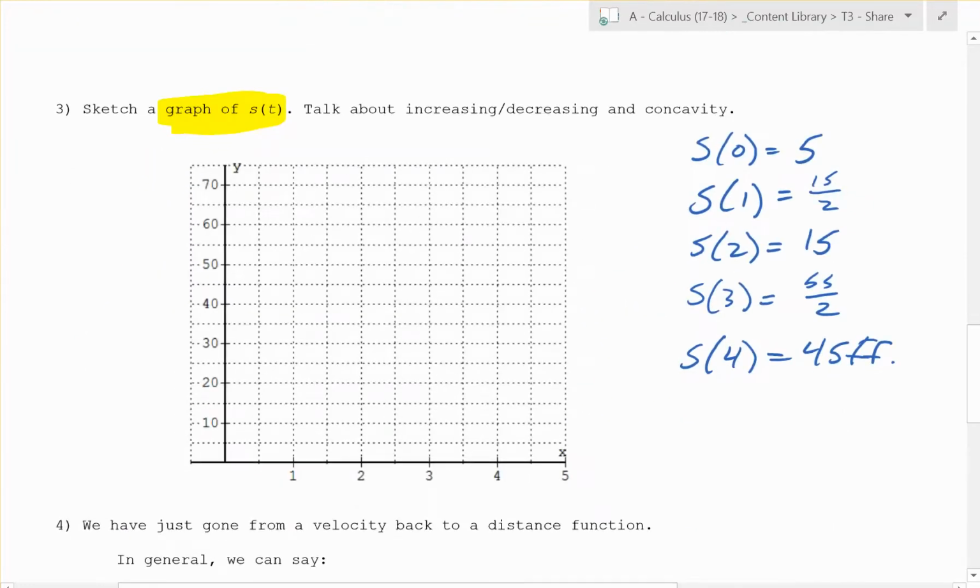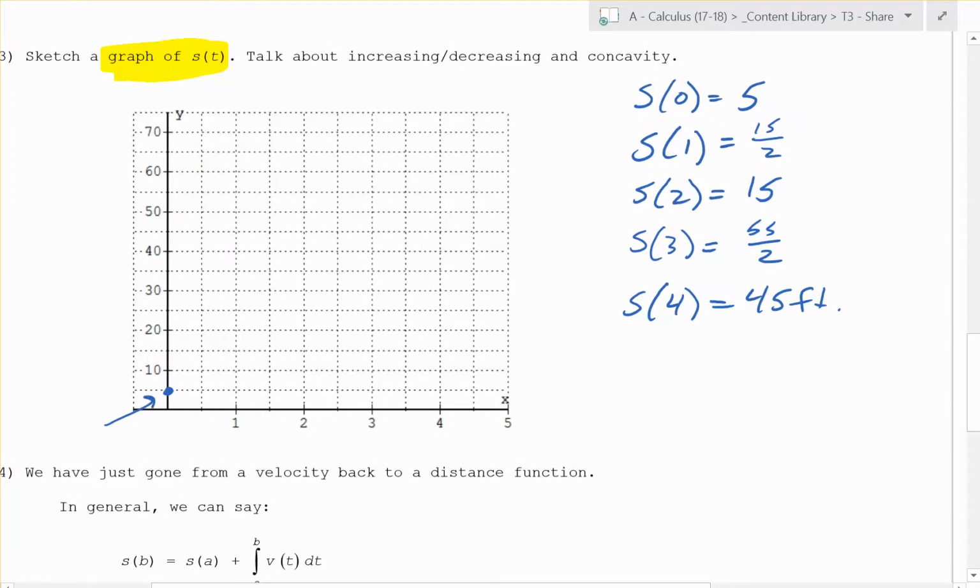So now we just graph those points. So s of 0 is 5 right there. So s of 1 is 7.5. It's right about there. Then s of 2 is 15 right there. And then s of 3 is 55 over 2, which is 27.5.